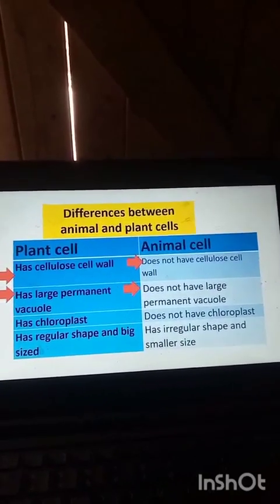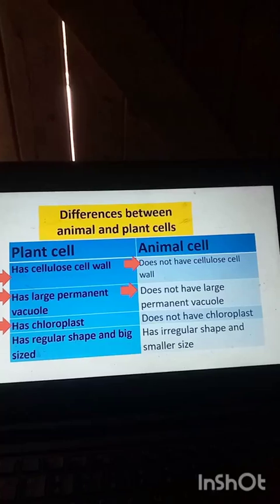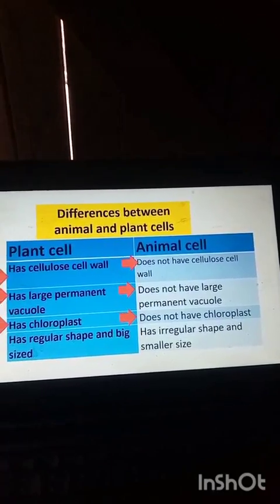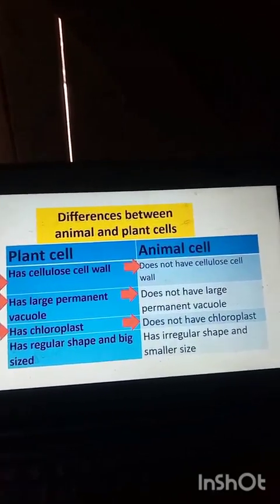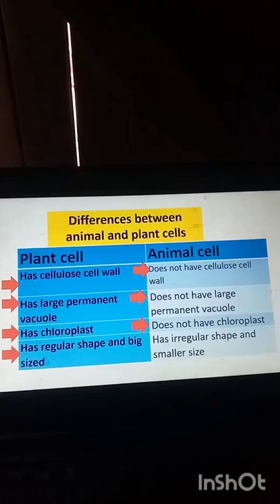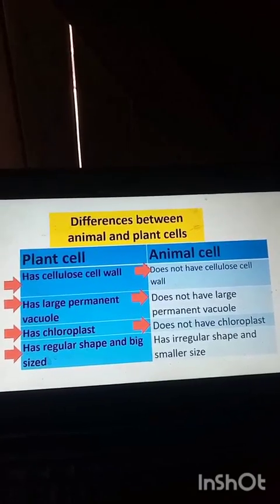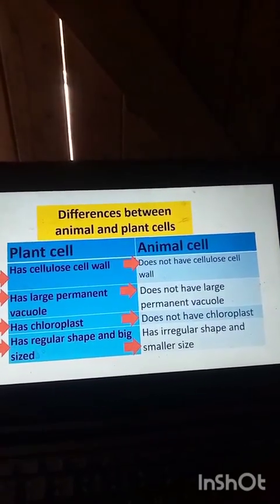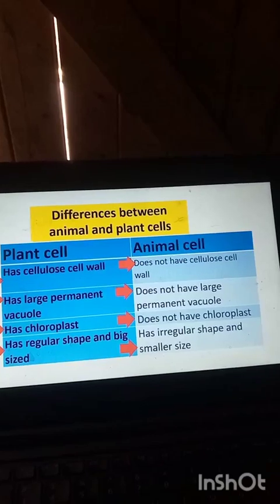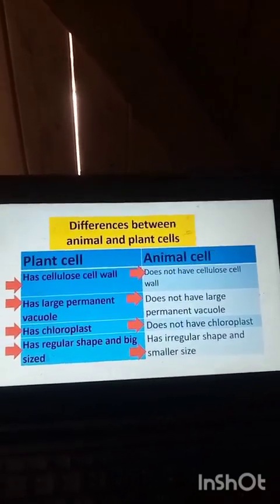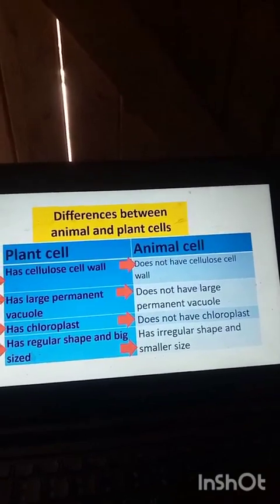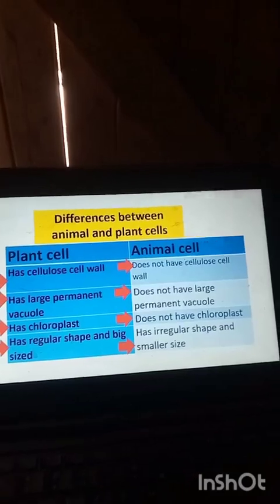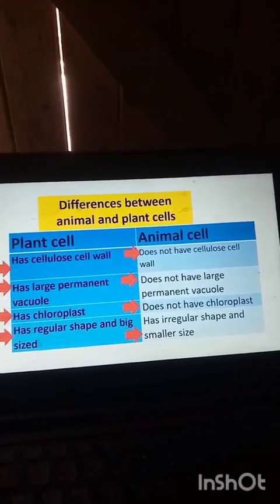The third one is the presence of chloroplast in a plant cell, while an animal cell does not have chloroplast. A plant cell has a regular shape and is big in size, while an animal cell has an irregular shape and smaller size. Those are the differences that exist between a plant cell and an animal cell.